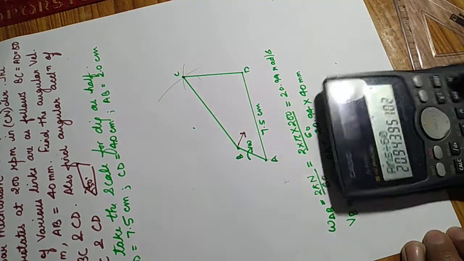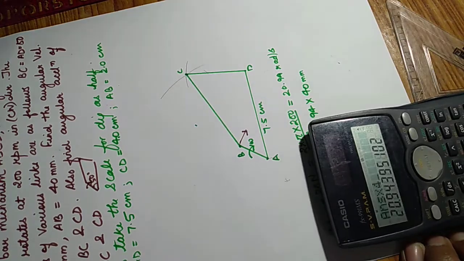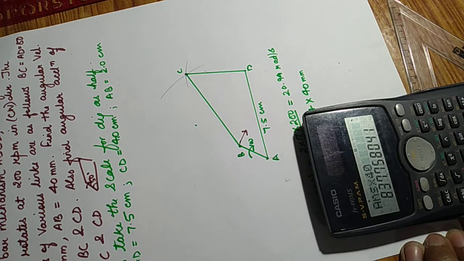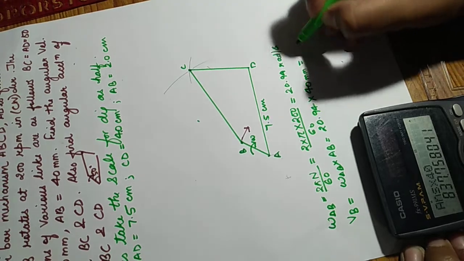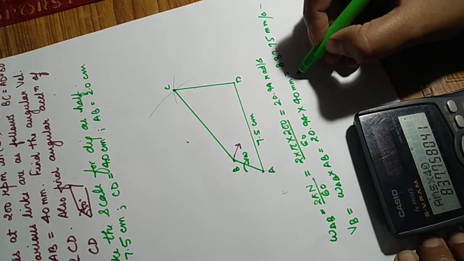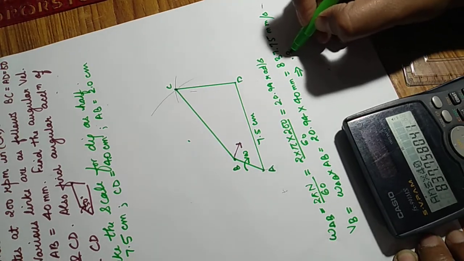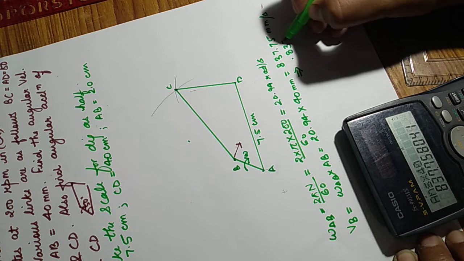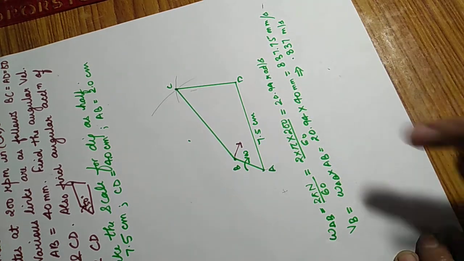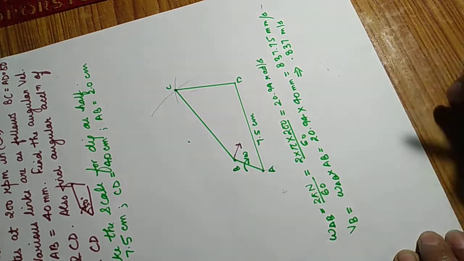So we have 20.94 into 40 mm. This is 837.75 millimeter per second. To make it in meter per second, it will be 0.837 meter per second. It is given. Now from this we are going to draw the entire line.